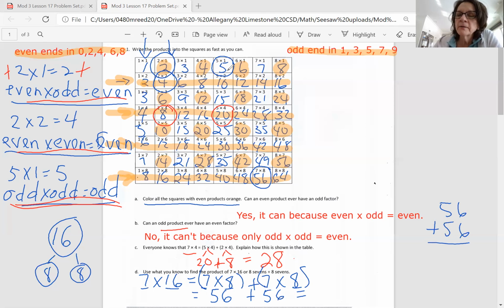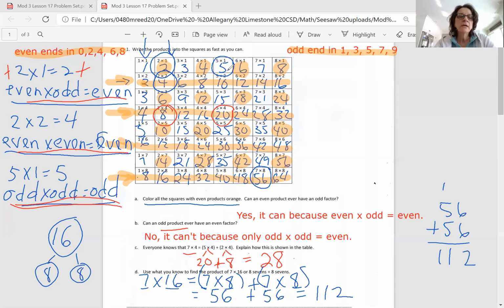And I'm going to show my algorithm over here in the corner of my page or in the margin of my page. And so I'm going to get 112. So 56 plus 56 is 112. What is 7 times 16, boys and girls? 7 times 16 is 112. All right. So there you have it. You can use smaller facts to find bigger facts.